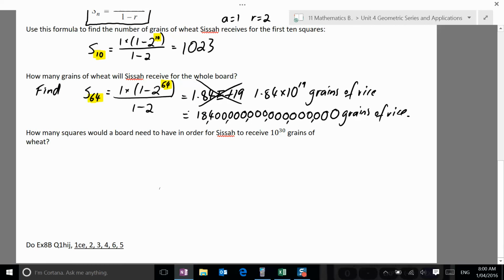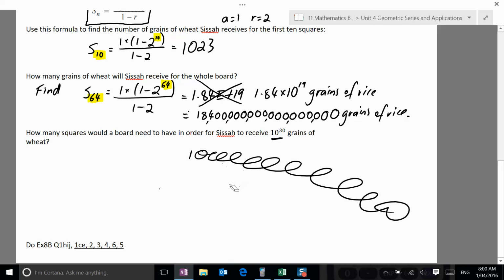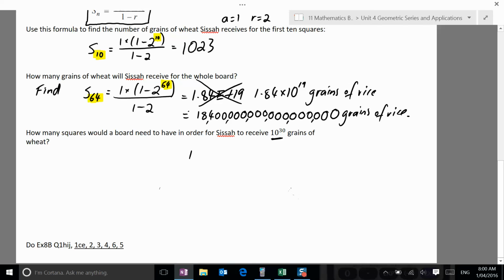What if he wasn't happy? What if he thought, oh, I've stuffed it. I should have made more than 64 squares. I could have made heaps more cash or heaps more rice. And maybe his goal was to get 10 to the power 30 grains of rice, so 1 followed by 30 zeros. I don't think I can delete anything on these videos. Oh well. How many squares?